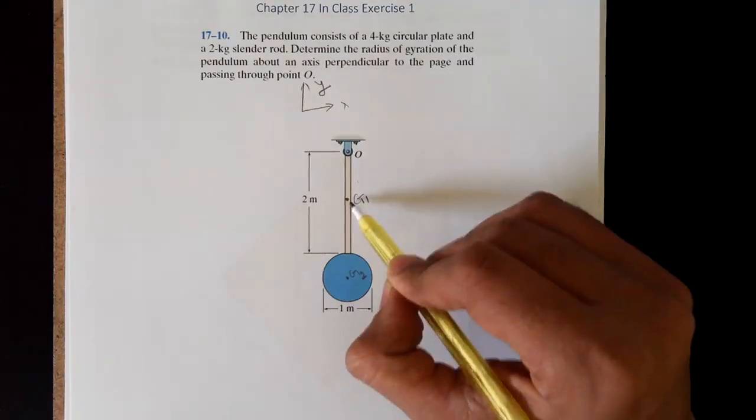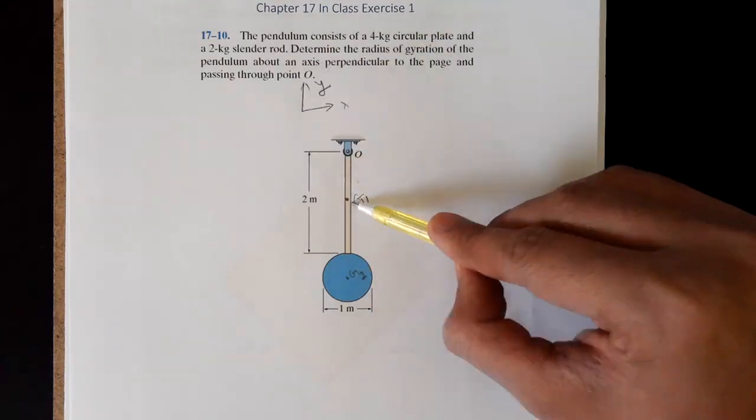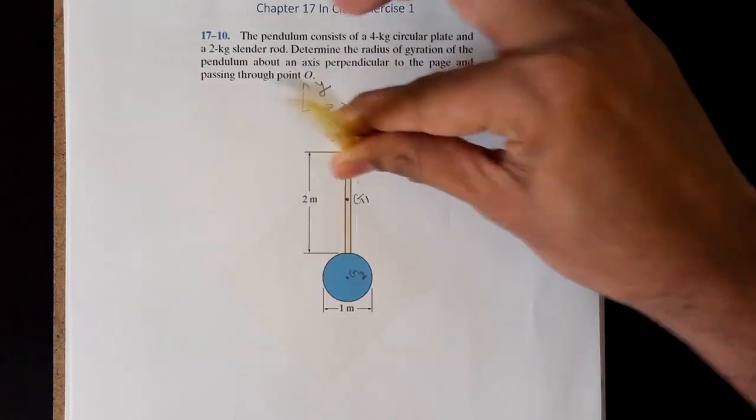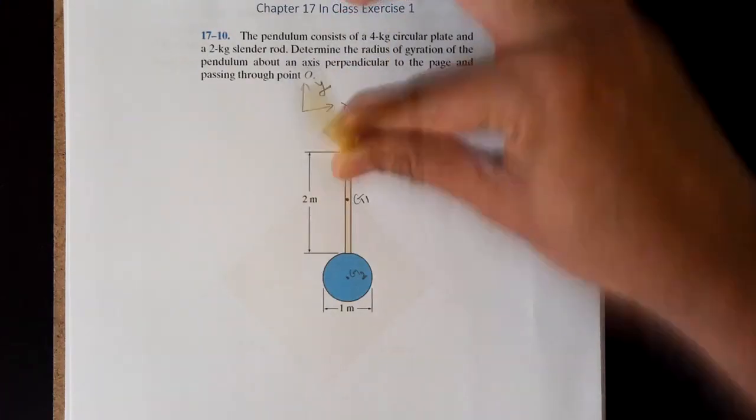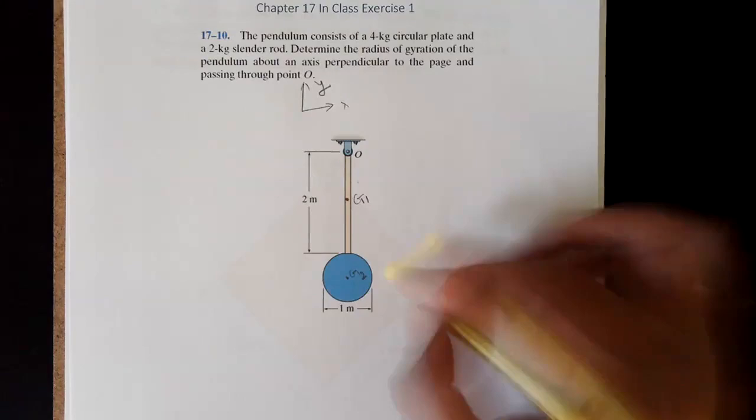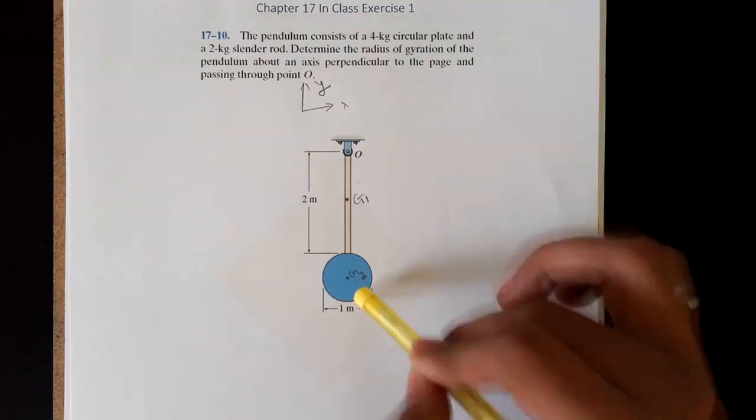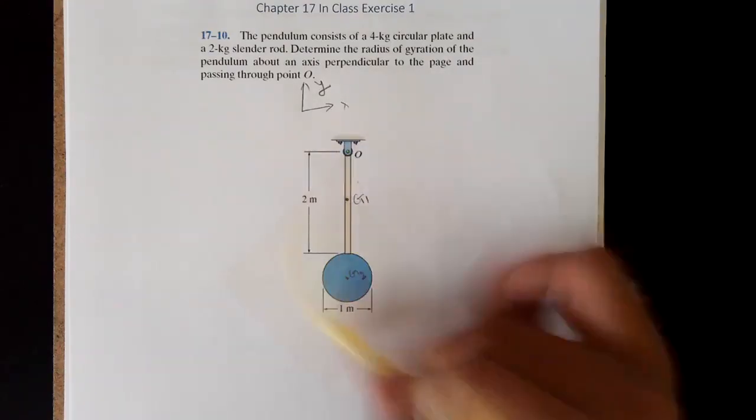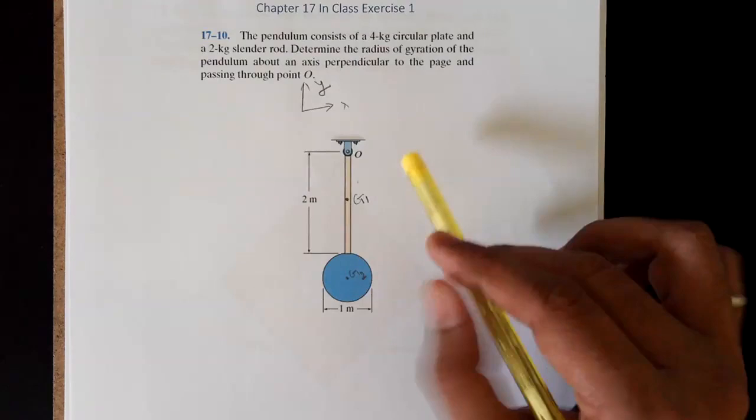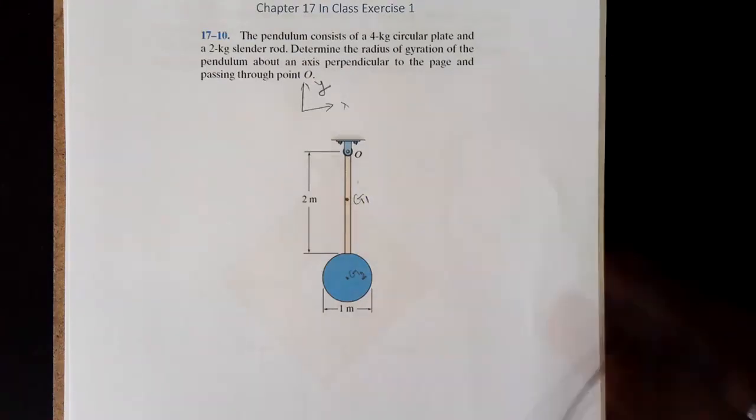However, we have studied the parallel axis theorem. So once we calculate the moment of inertia for the axis that goes through G1, then we can apply the parallel axis theorem and calculate the moment of inertia for the axis that passes through O. We will do the same for both the slender rod and circular plate separately, and at the end we will add the moment of inertia of the slender rod to the moment of inertia of the circular plate to get the total moment of inertia of the pendulum with respect to O. And once we have that value, using the equation for radius of gyration, we can calculate k. Okay, so let's start.